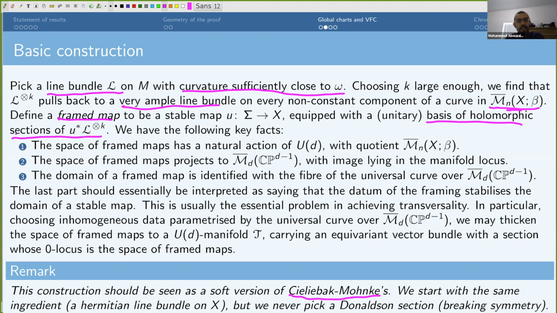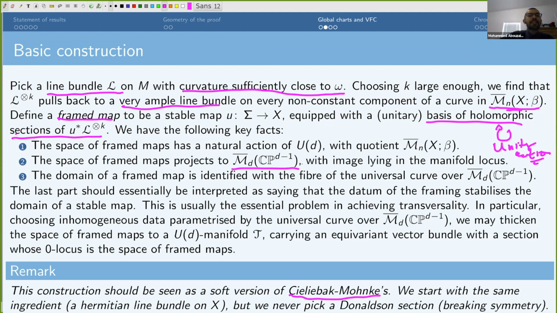So what that tells us is we introduce some notion, which is the notion of a framed map, which is exactly a stable map together with this unitary basis. The space of framed maps has a natural action of the unitary group. But more importantly for us, it gives you a map from the domain to complex projective space. So this moduli space of all such has a map to the moduli space of curves in projective space.